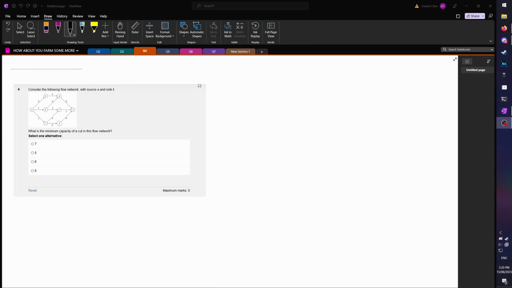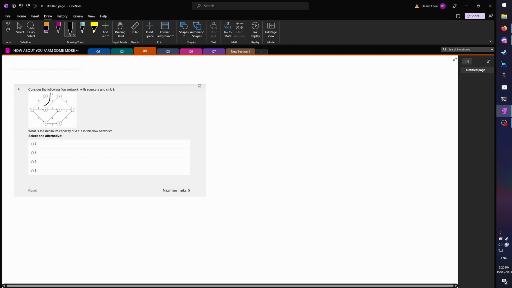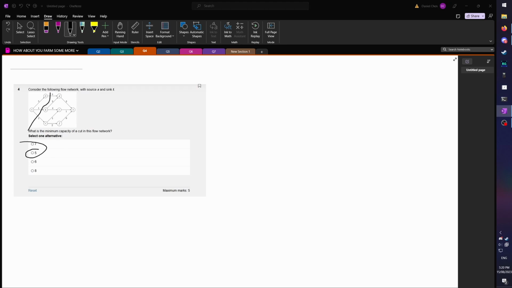Question 4, the correct way to do it would be to run Edmonds-Karp or Ford-Fulkerson. And just recall that the max flow is equal to the min cut. So once you find the max flow, that's your value, and that's your answer. I'm just going to eyeball it, and that's probably what I would do in the exam, and come back later and run Ford-Fulkerson. But I just eyeball it, make sure S is on one side, T is on the other side, and it makes them all disjoint. And I can just see it's 5, so yeah, trust me, bro.